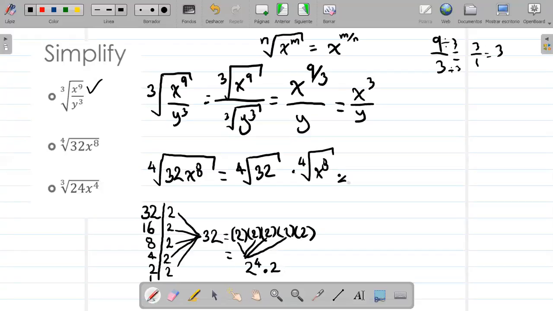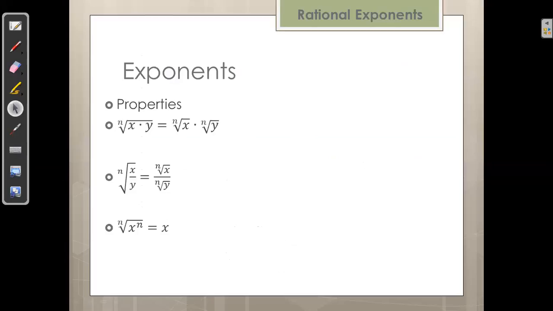So here we go. And here we have the fourth root of 2 to the power of 4 times 2, which is the same 32 we have in here, just that I decomposed it like 2 to the power of 4 times 2. Why? Because then this 4 and this 4 will cancel one another. And now we're going to see what happened in here. So what property can we apply with this expression? Fourth root of x to the power of 8.